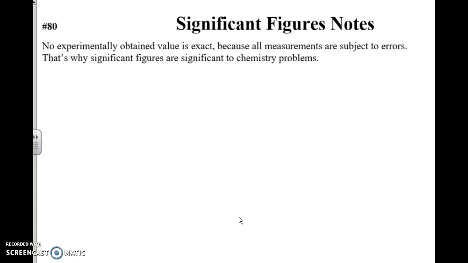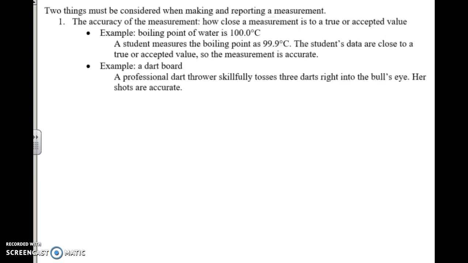So I'm just going to read you a few things as we're going along. Again, pause it whenever you need to. First of all, it says no experimentally obtained value is exact because all measurements are subject to errors. That's why significant figures are significant to chemistry problems. So we have two terms, accuracy and precision, that we're going to talk about here.